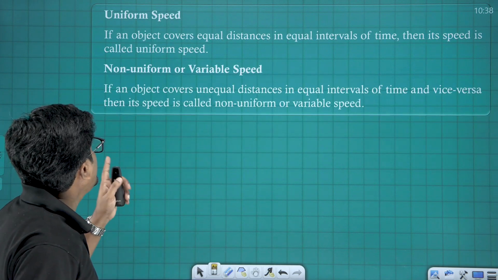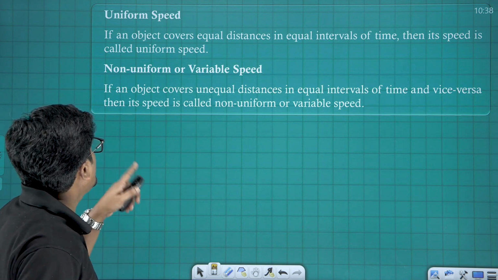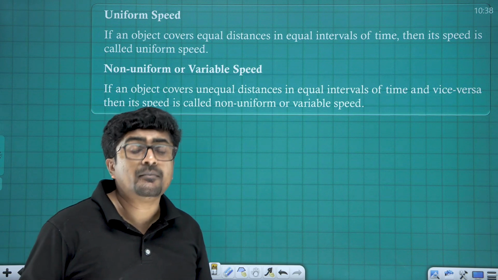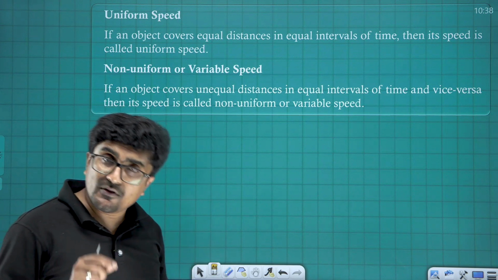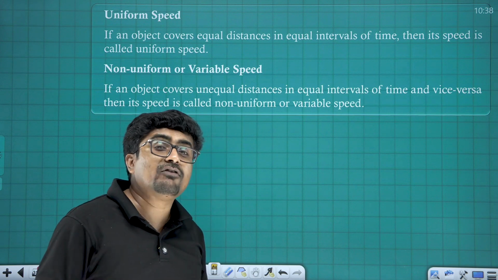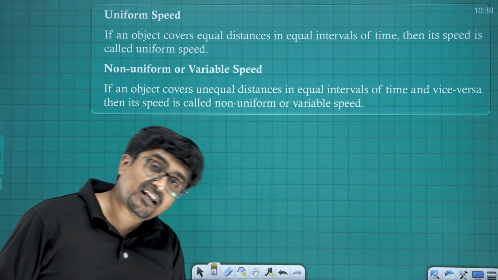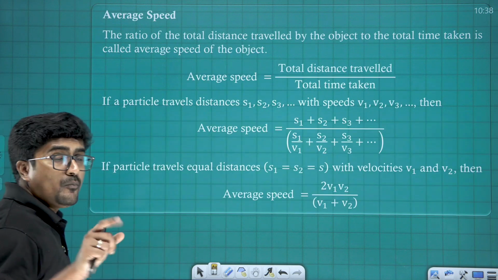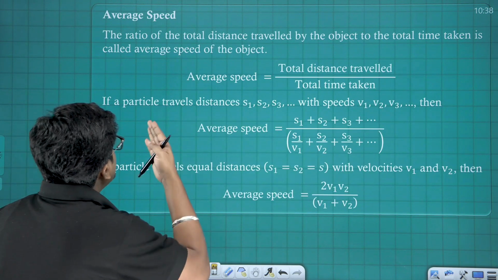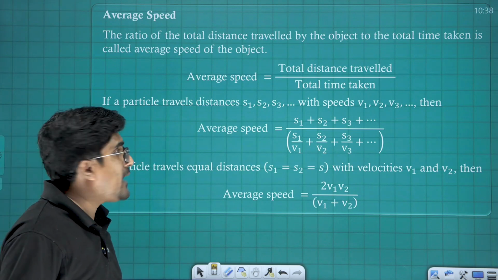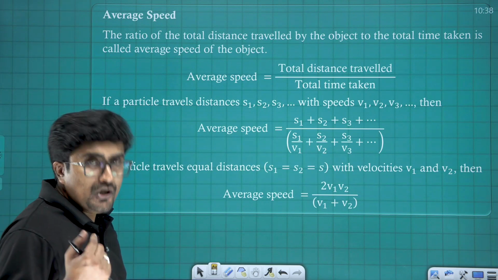All right. And next is uniform speed and variable speed. If the body travels equal distance in equal intervals of time, then you may say that the body is traveling with uniform speed. And if the body covers unequal distance in equal intervals of time, or equal distance in unequal intervals of time, in both cases you may treat that as a body traveling with non-uniform speed. Next one is average speed. Average speed is total distance upon total time taken. I repeat, total distance upon total time taken.